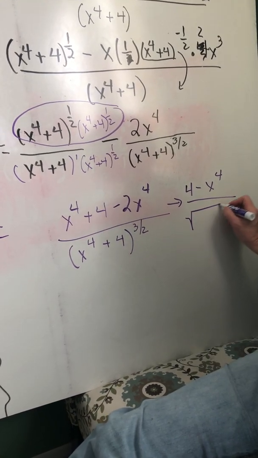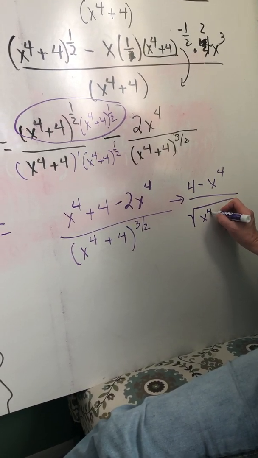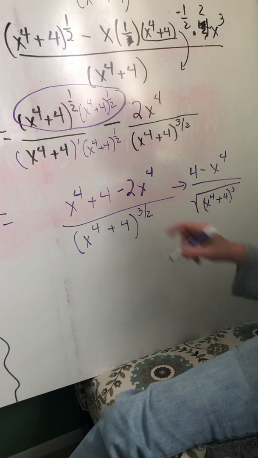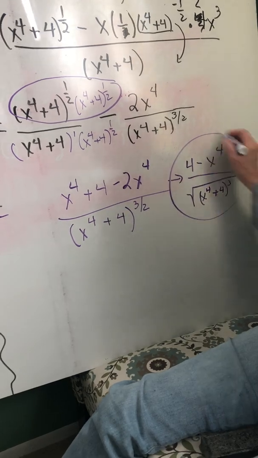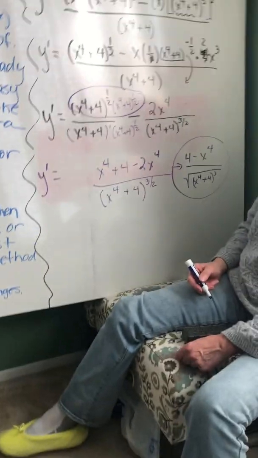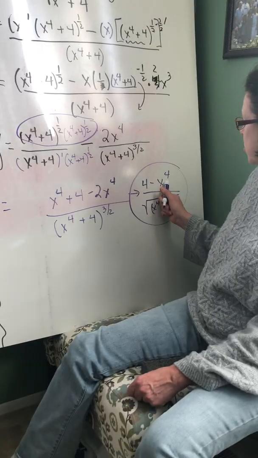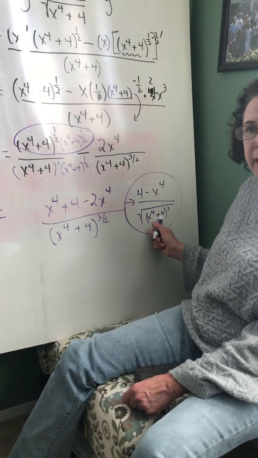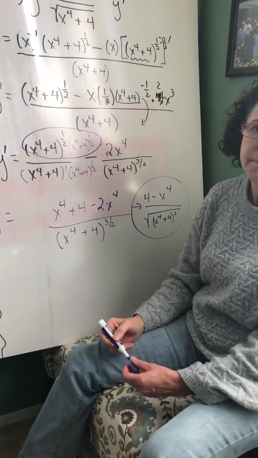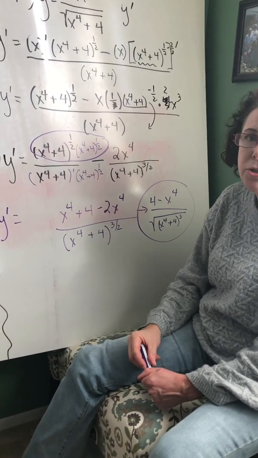I'm going to write it radically. x to the 4th plus 4, it's being cubed, and we're taking the square root. So why do we do this? We do this because, again, if we were going to set this equal to 0, that would be just where the numerator is 0 because it's a fraction, and now this looks much easier to solve than it did here. Okay, so that took a lot. You may want to watch that again.